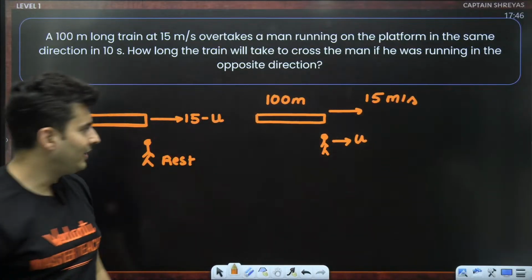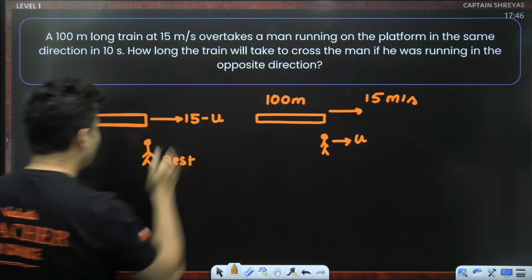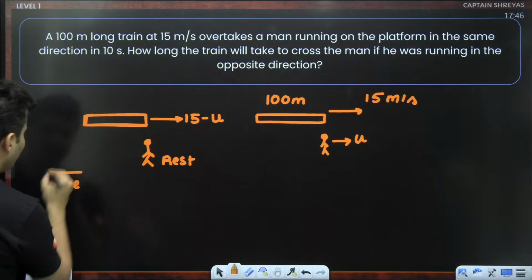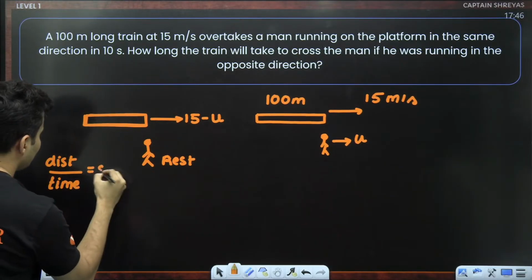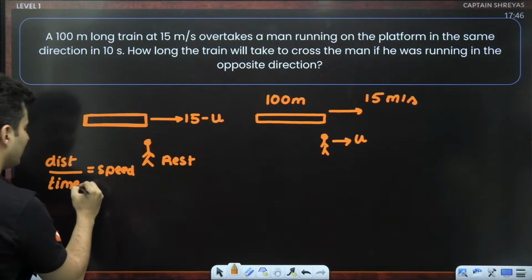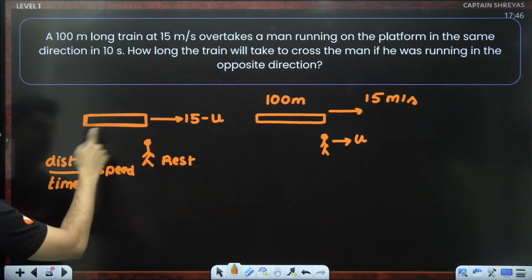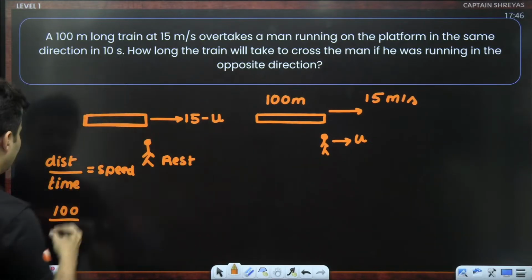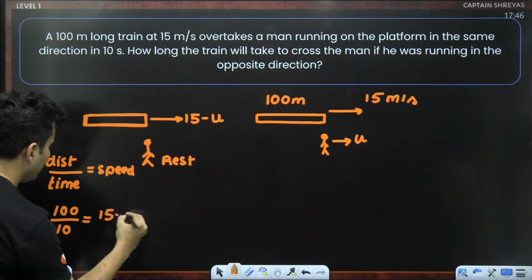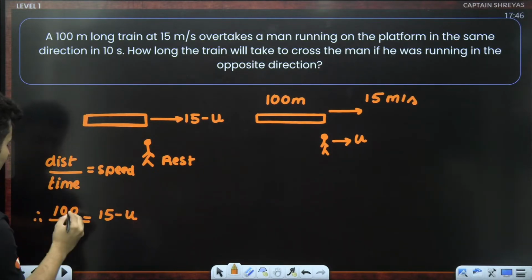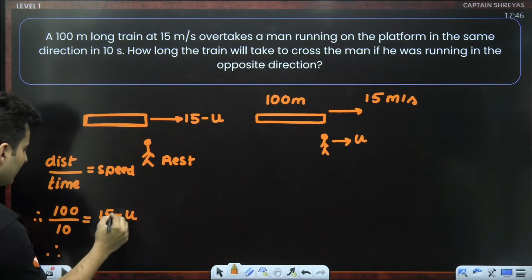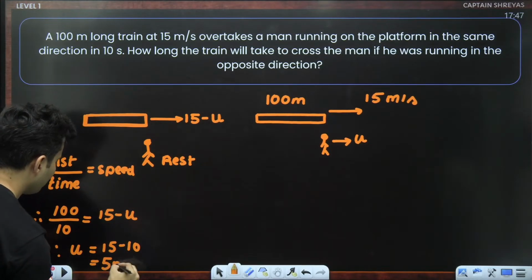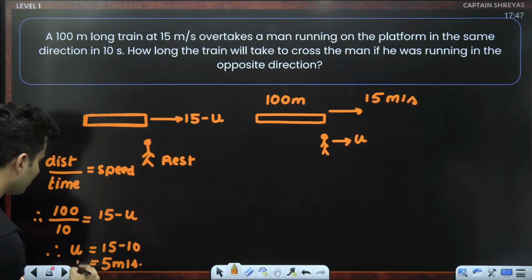Is that right? Perfect. Now, in this scenario, I can just use the concept of speed, distance, and time. The distance which the train will travel is nothing but 100, in 10 seconds. The speed is 15 minus u. Therefore, 100 by 10, the 0s cancel, so 10 is 15 minus u. So u will be 15 minus 10, which is 5 meters per second. Perfect. We found the speed of the person.